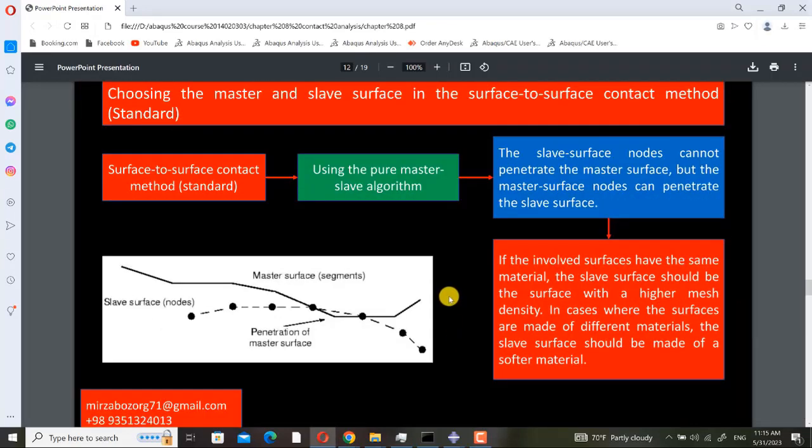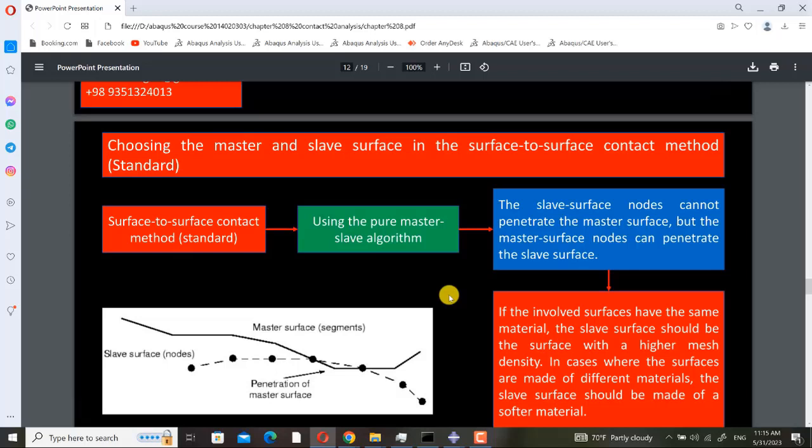Okay, but in the surface-to-surface contact method, you must define master and slave surfaces yourself. Okay, you must choose them yourself. Here you can see the master surface. It is penetrating the slave surface. Okay.